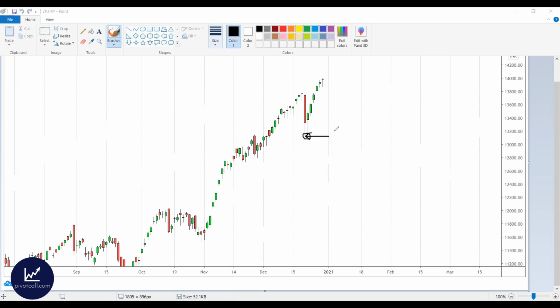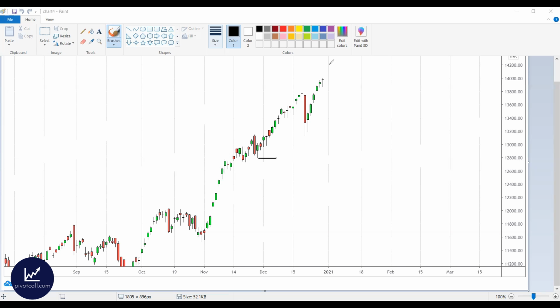Now what about the swing high? In a strong uptrend market, it is very difficult to get a swing high. So there is no proper swing high here. Had you asked me about this day, if there was no candle here, then it was easy to say this is your swing high and this is your swing low, but there is no proper swing high here.